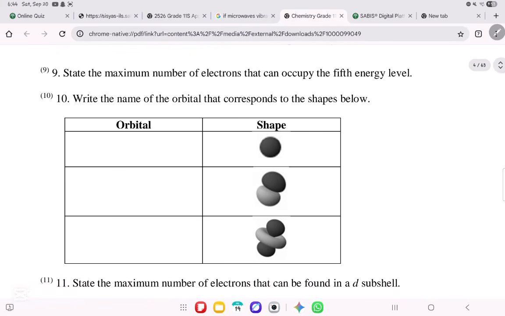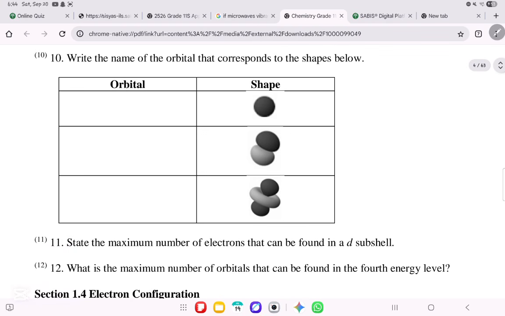State the maximum number of electrons that can occupy the 5th energy level. We said to calculate the maximum number of electrons, we will use the equation 2n squared, where n is the energy level. So 2 times 5 squared, that's going to be 50 electrons. We move on to question number 10.